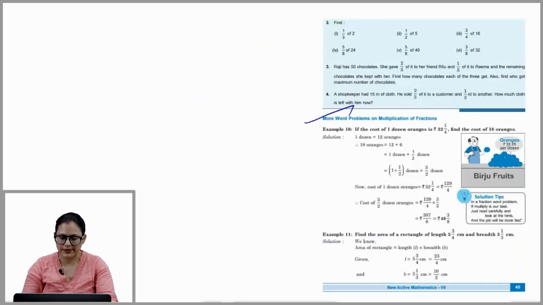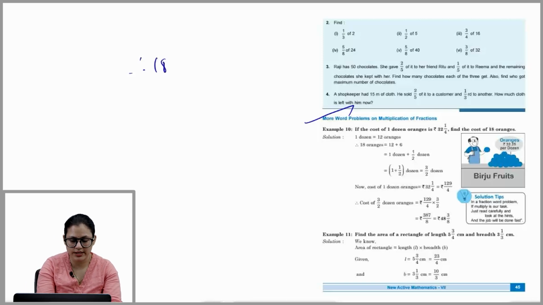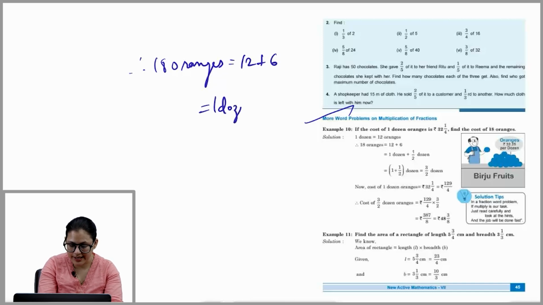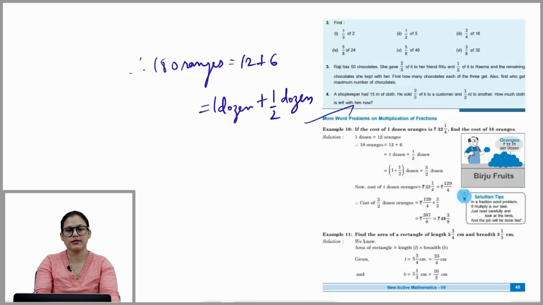More word problems on multiplication of fractions. Example 10. If the cost of 1 dozen oranges is rupees 32 1 by 4, find the cost of 18 oranges. You know, 1 dozen means 12 oranges. Therefore, 18 oranges means 12 plus 6, that is 1 dozen and this is half of a dozen. Half of a dozen is 6. So in total you have 1 plus 1 by 2, that is 3 by 2 dozen.